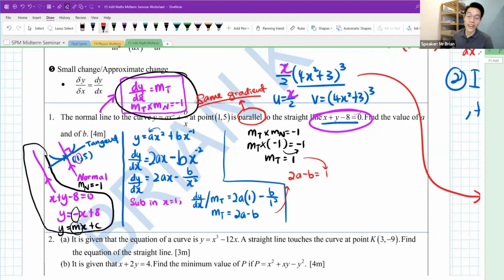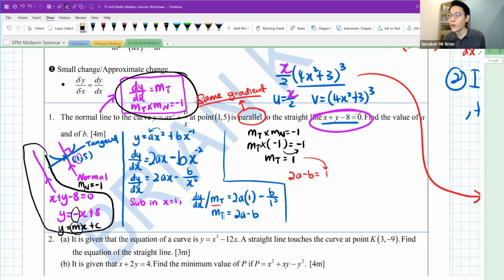Can you see or not? So I didn't lie to you. Both of these I use, right? Both of these will be part of your working. So at least it gives you some guidance, and you don't make careless mistakes. You don't simply write dy dx as mn. dy dx is always mt.